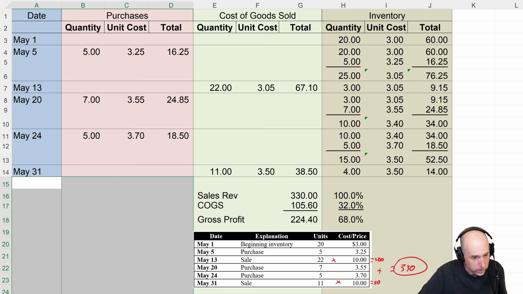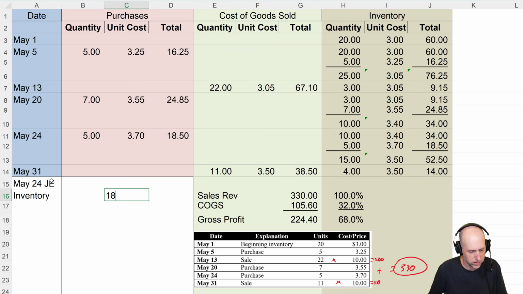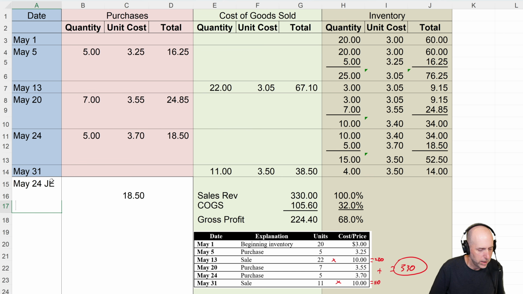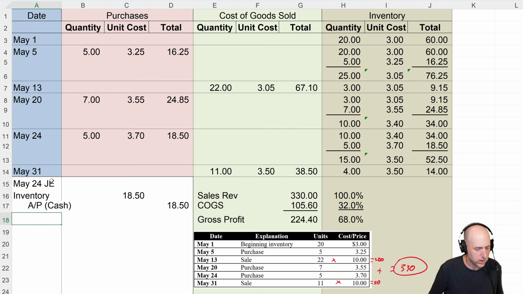The final piece here was to do a couple of journal entries. We were asked to do journal entries for May the 24th and for May the 31st. So here's my May 24th journal entry. I bought some inventory, so I debit inventory. I bought $18.50 worth of inventory. And I credit accounts payable or cash, right? So generally good to assume on account unless you're told otherwise. But the question didn't say, so I would accept either.